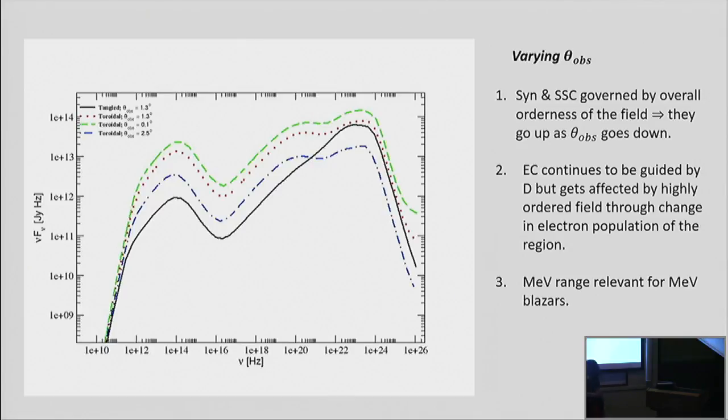This would be another type of signature that can be used to see if a toroidal field exists in a particular blazar, depending on what is really happening in the MeV and the GeV range.